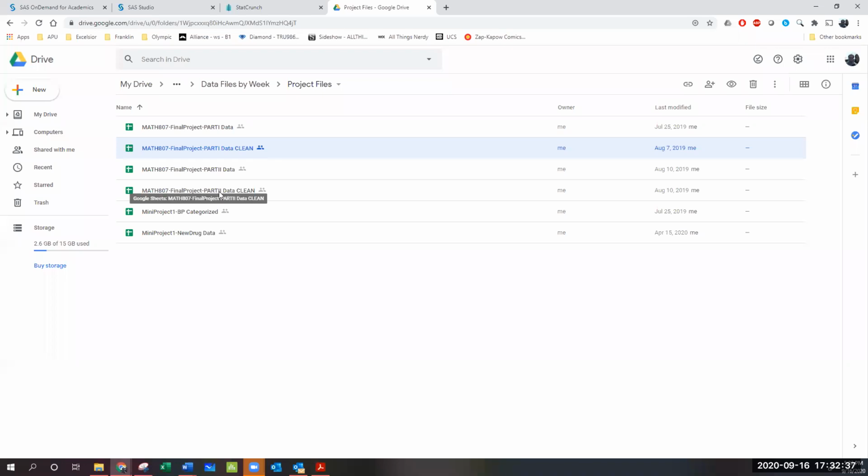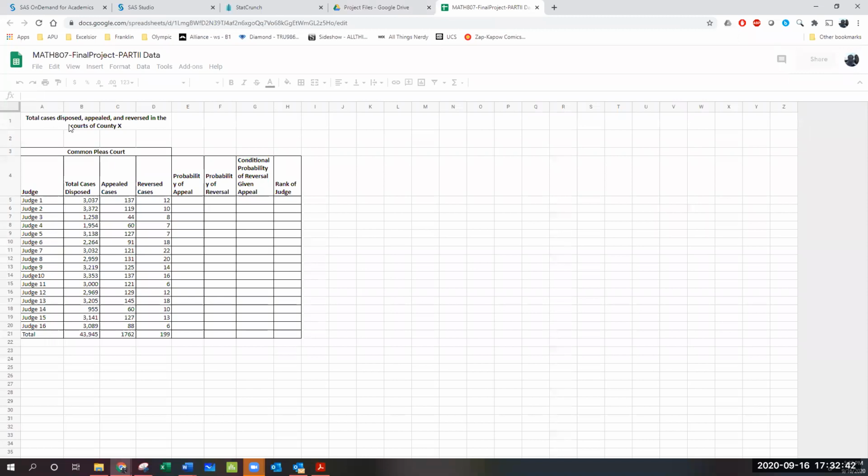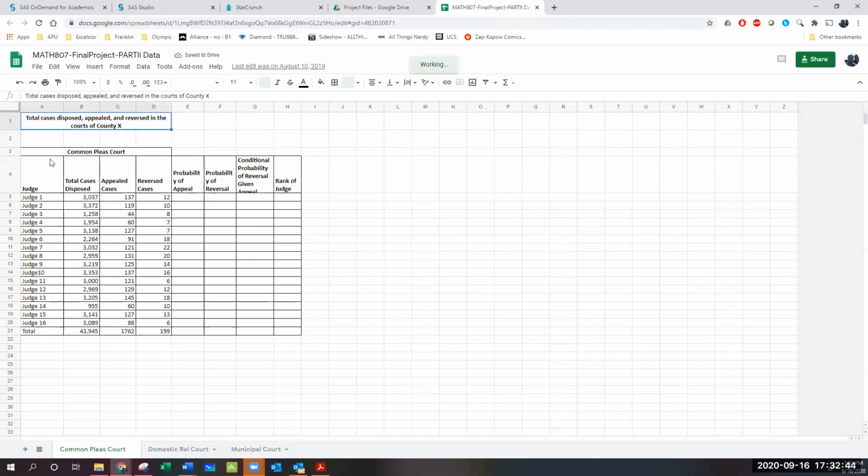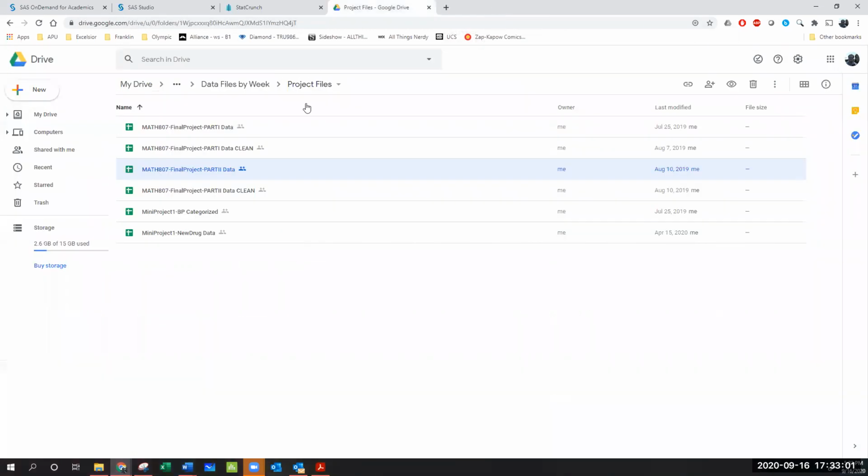And I did the same thing for part 2, because part 2 also has the same problems with all this extra junk up here. You have to clean it up if you're going to load it into SAS. If you're going to do it in Excel, like calculating all these probabilities, you can do that really easily with formulas and just drag them and populate them, so you don't need to clean them up so much. But with SAS you always need to clean it up. Stick to SAS. Yep.